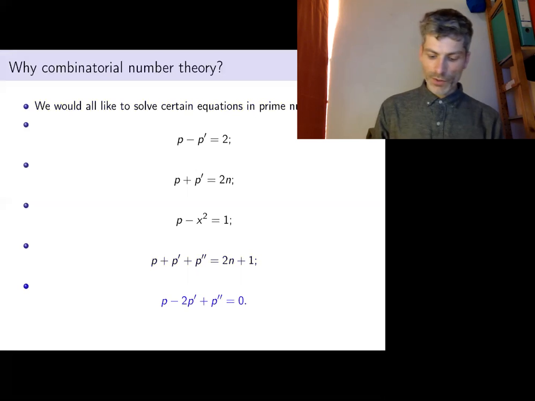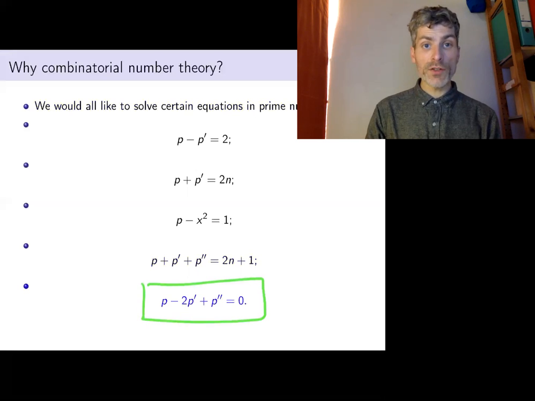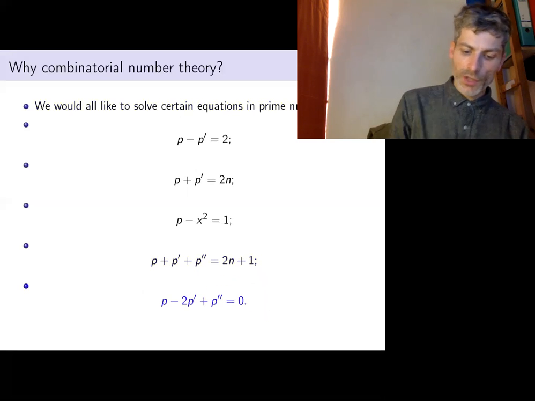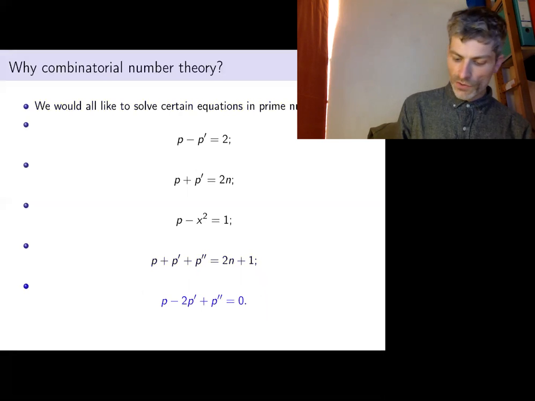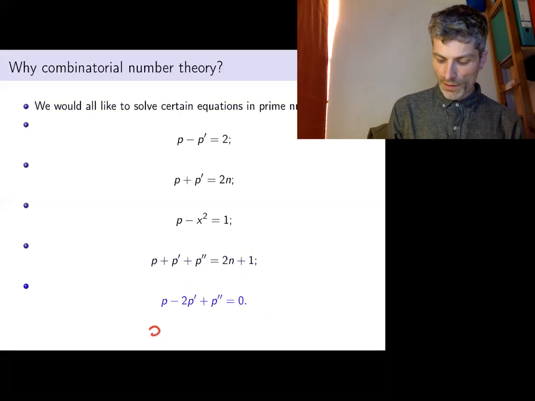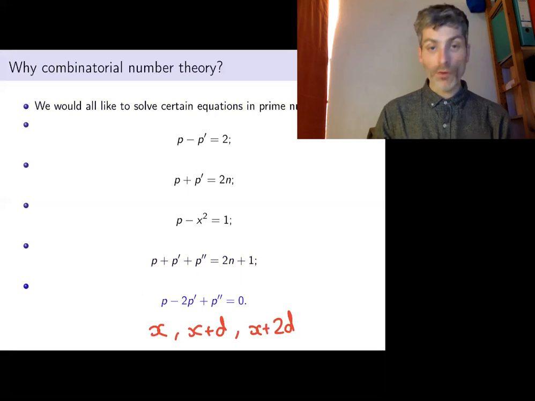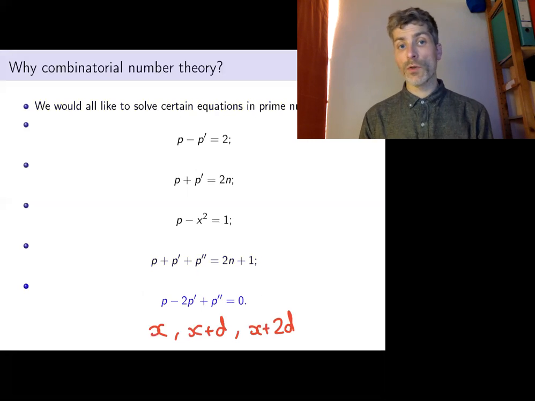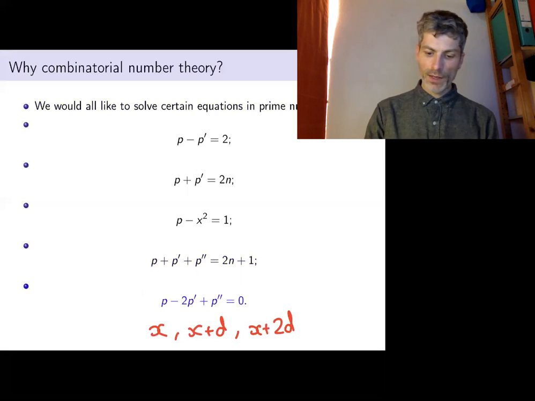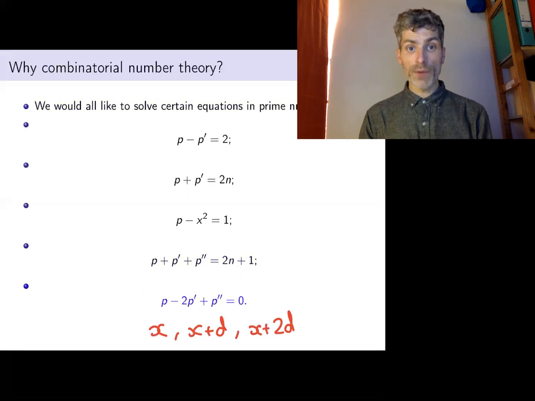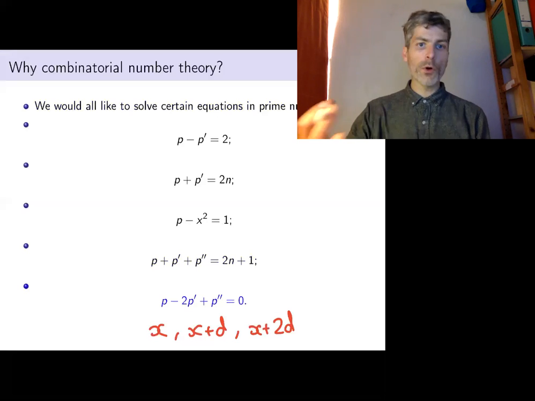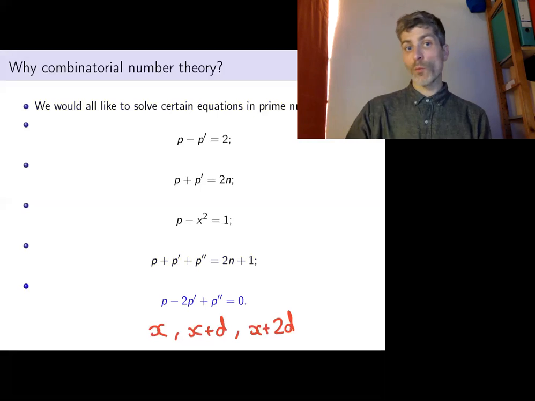And here's an equation we're going to meet again and again in the course. It's the equation of three-term progressions. You can parameterize solutions to this equation as x, x plus d, x plus 2d. So the variables solving this equation constitute a three-term arithmetic progression. And it's an old result of van der Corput that the primes contain infinitely many of these three-term arithmetic progressions. Okay, so we'd all like to solve equations in prime numbers. Some we can, some we can't.